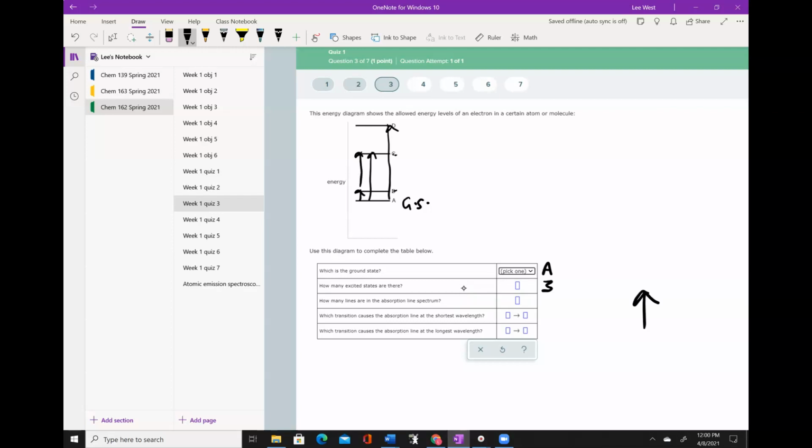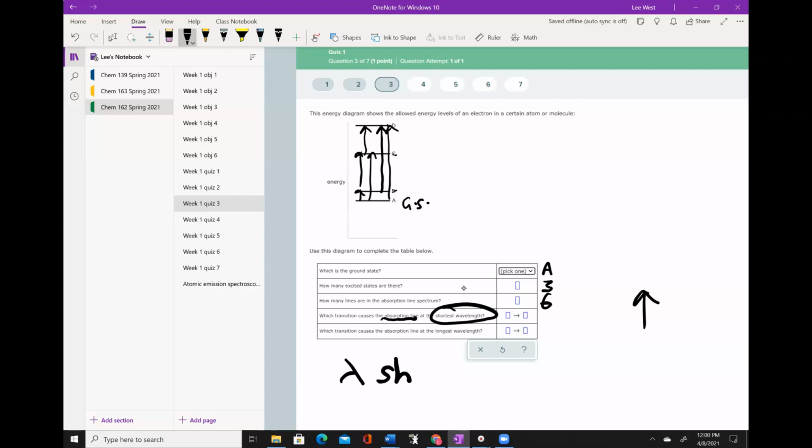And then we could go from B up to C. And then we could also go from B all the way up to D. And then finally, we've only got one that originates at C. We could go from C all the way up to D. So if you add all of that up, we've got 1, 2, 3, 4, 5, 6 possible lines in the absorbance. Okay.